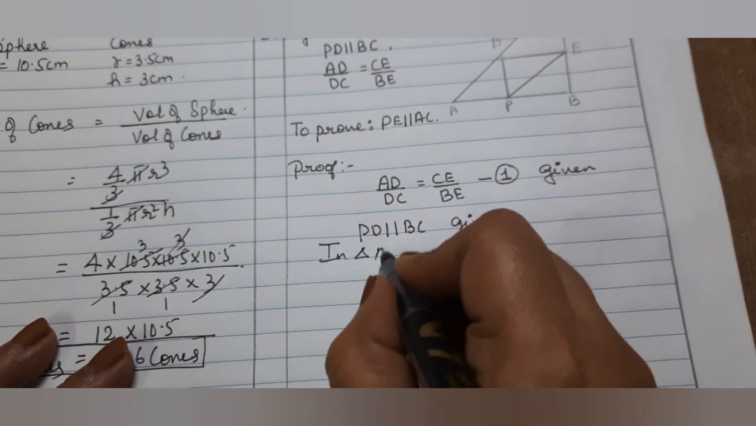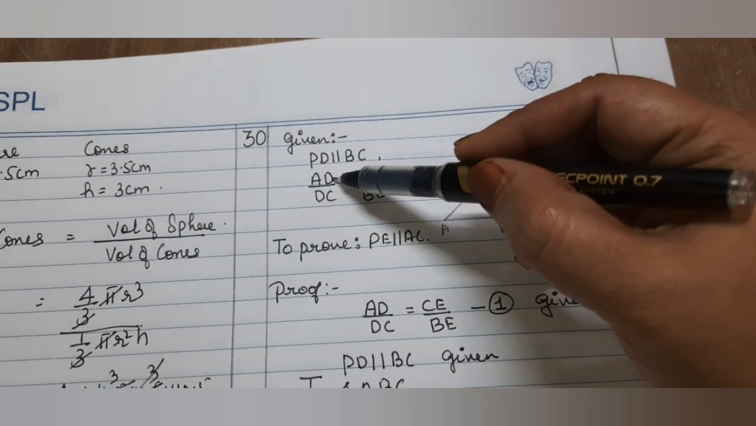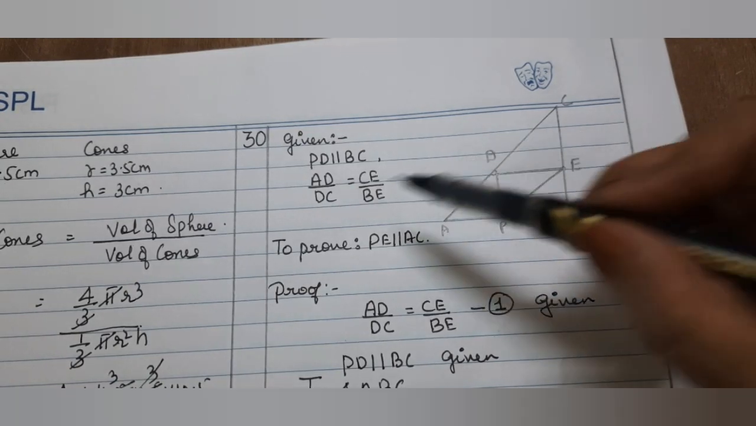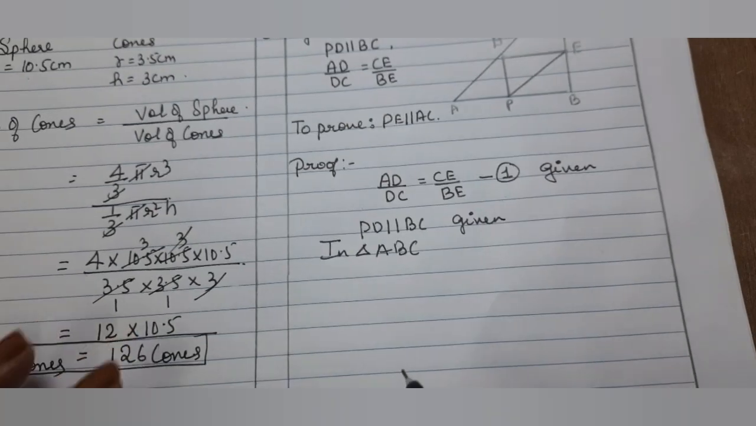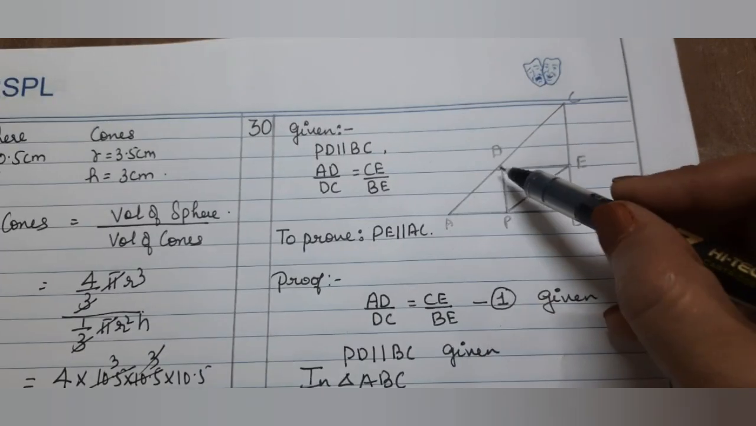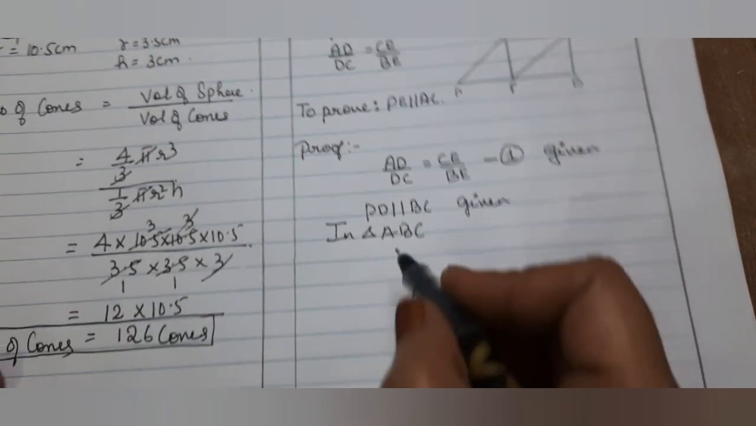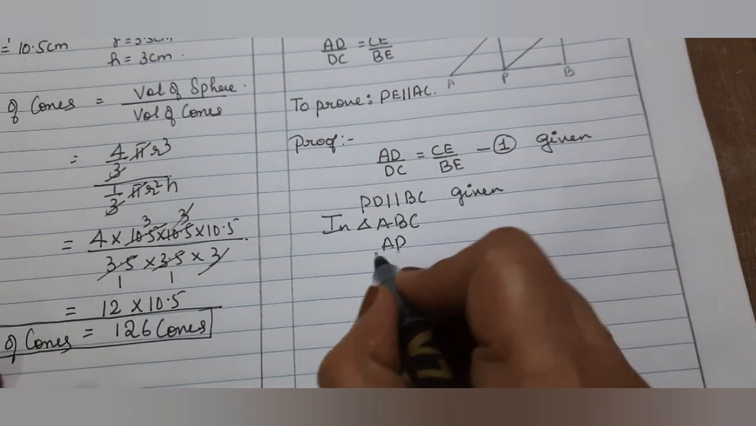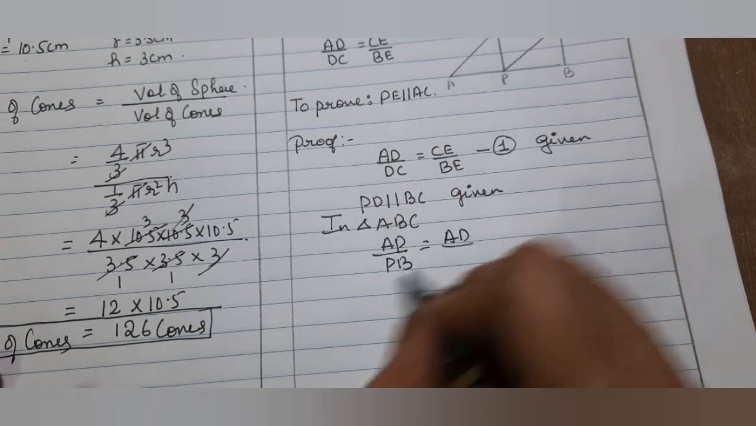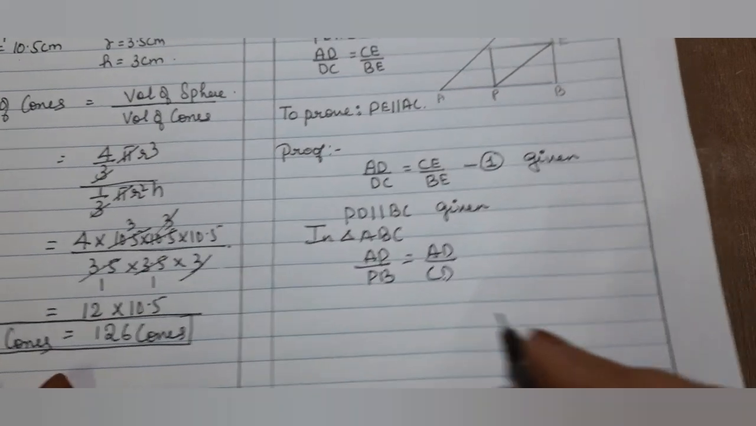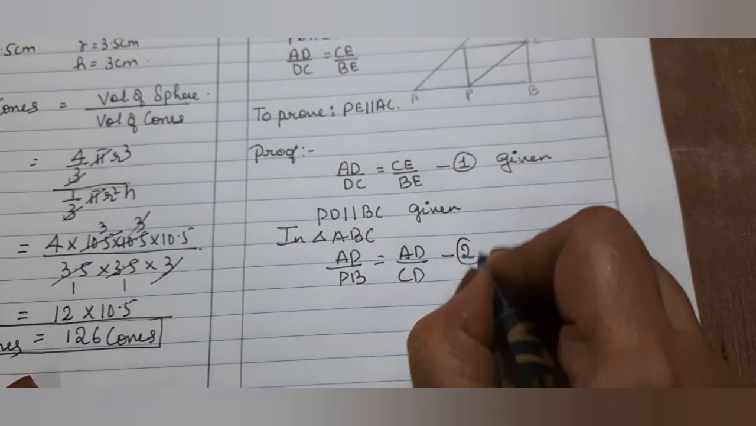In triangle ABC, just give a check here what is given. AD by CD is given, so we will also go with the same thing. Then here AP by PB equal to AD by DC. AP by PB is equal to AD by CD. So here we will write this as equation 2.